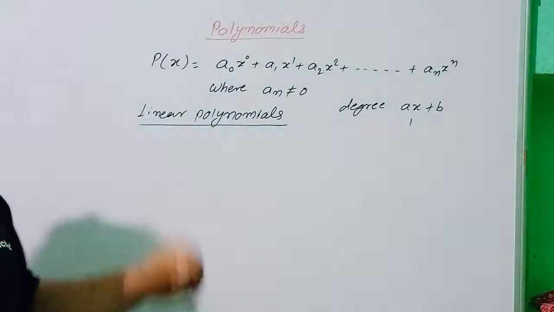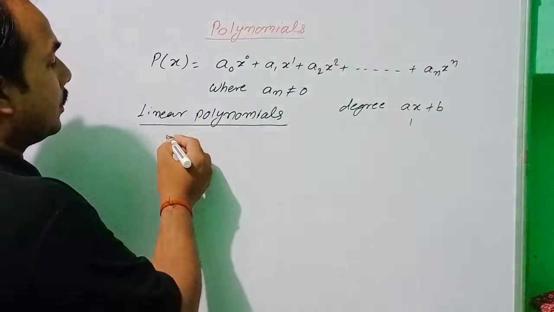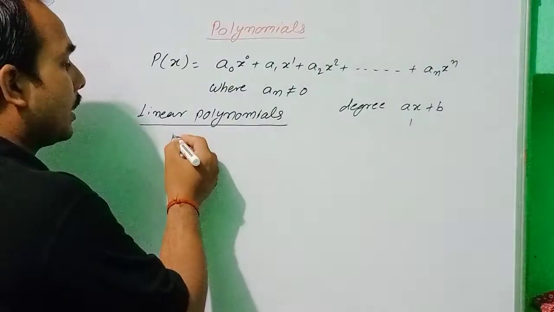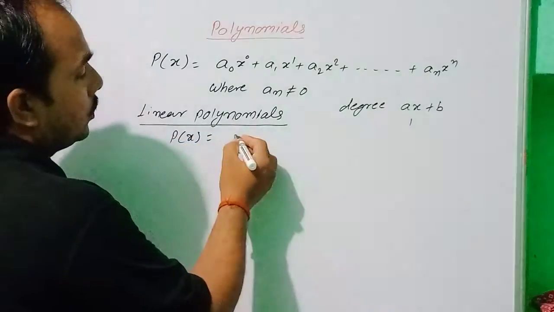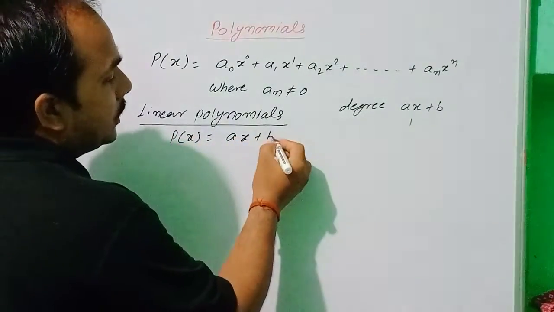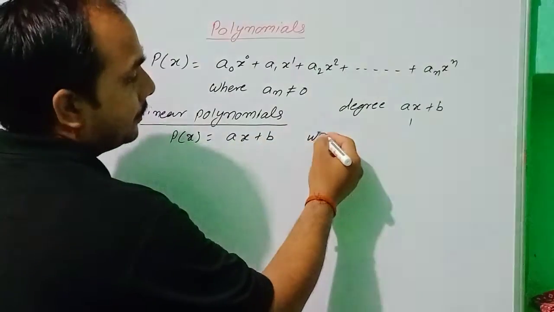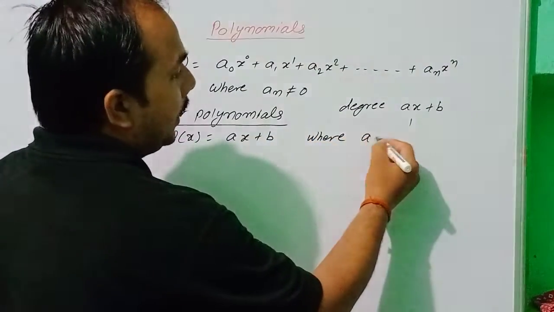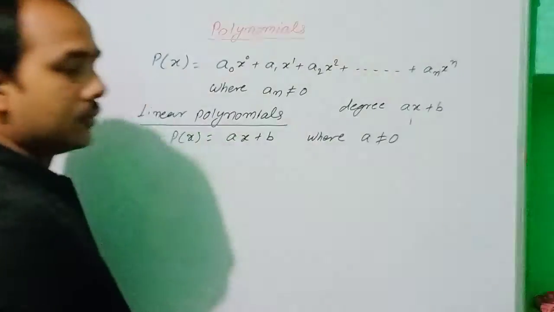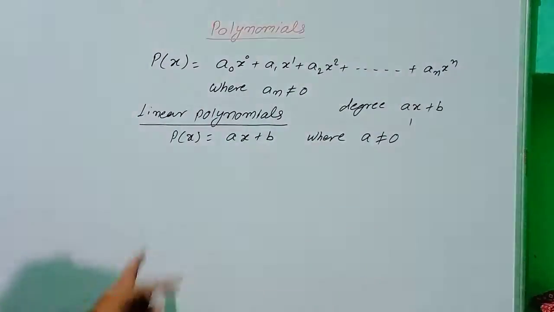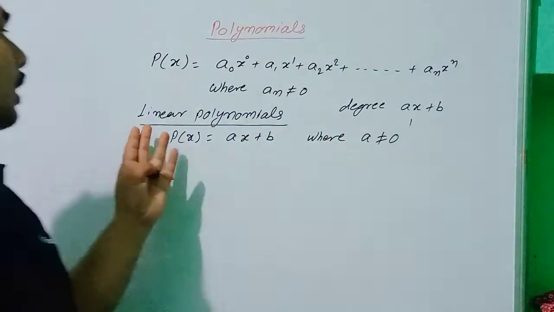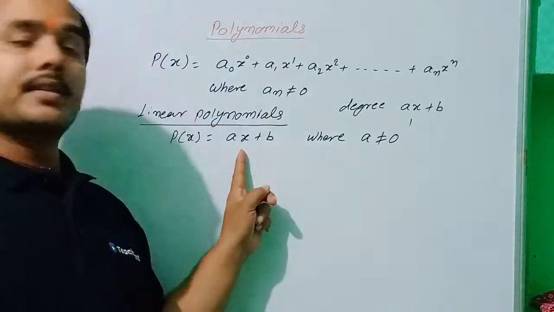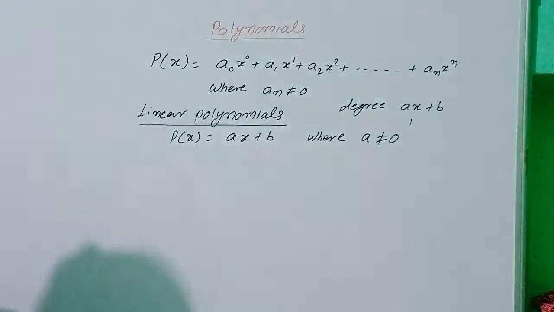नो सर. यस. सो लीनियर इक्वेशन का जो फॉर्मेट चलेगा, जैसे पी एक्स इज इक्वल टू चलेगा ए एक्स प्लस बी, वेयर ए इज नॉट इक्वल टू 0. और लीनियर पॉलिनोमियल का डिग्री क्या होगा? एक्स का 1. क्लियर है? यस सर.